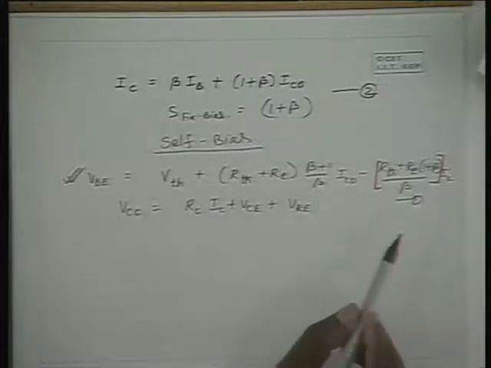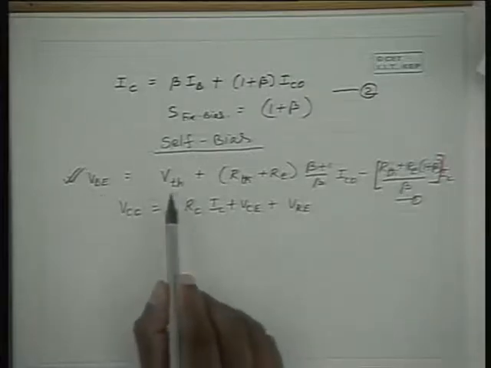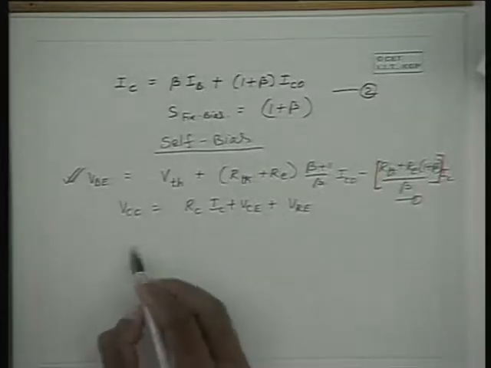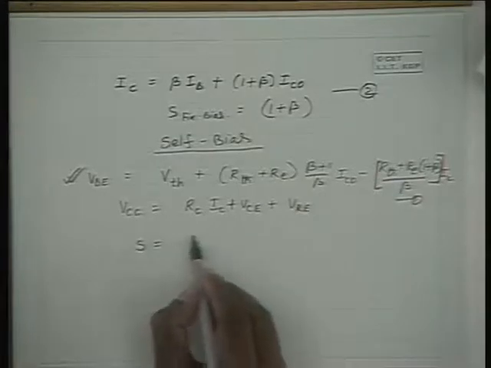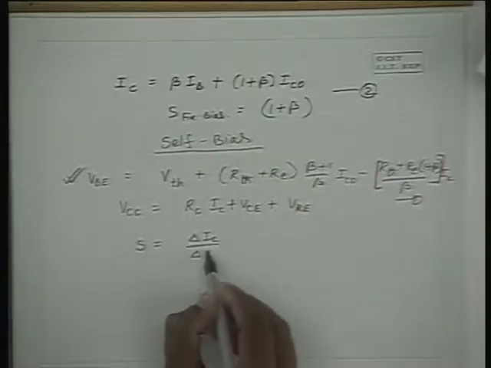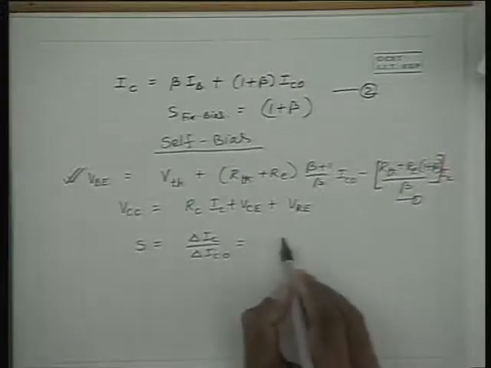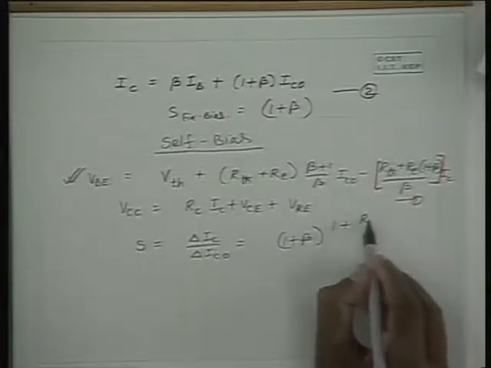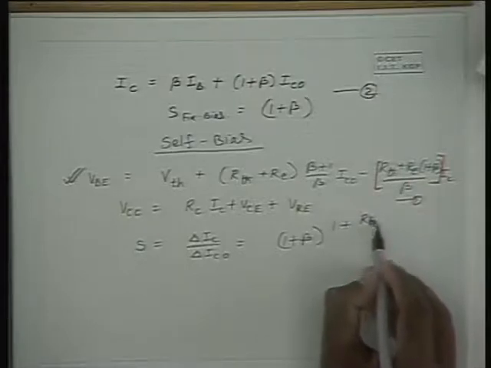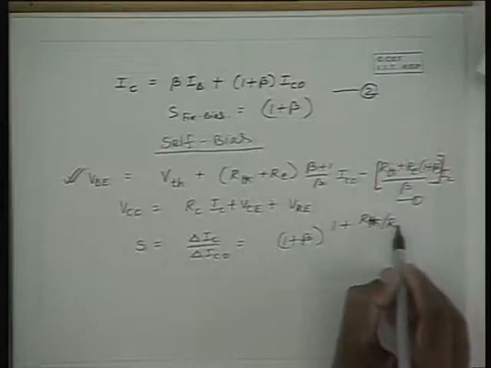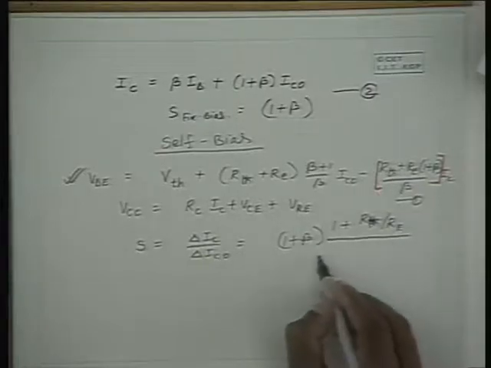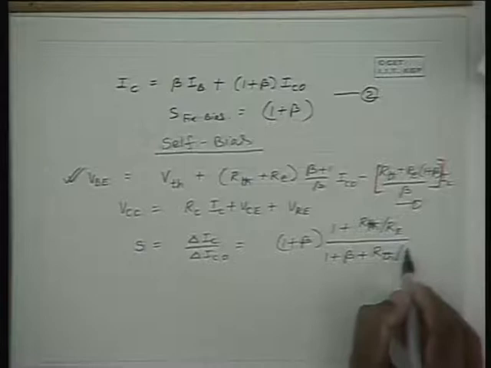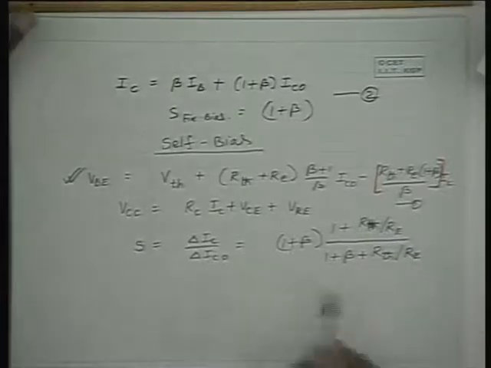Now from this equation, when VB is constant and naturally V Thevenin is constant, we can determine delta IC by delta IC naught. And by determining that, we can find S as delta IC by delta IC naught equal to 1 plus beta multiplied by 1 plus R Thevenin by RE, divided by 1 plus beta plus R Thevenin by RE. So this is the expression for the stability factor.